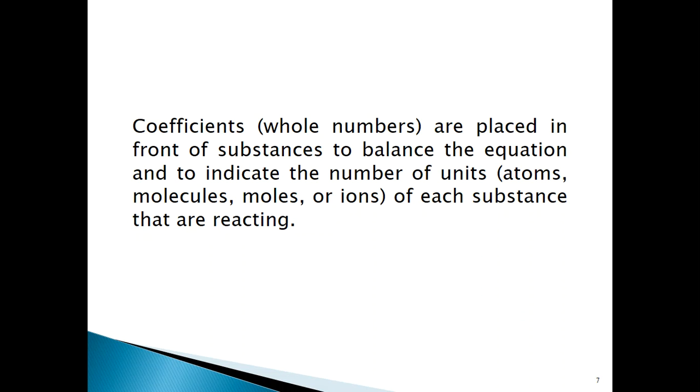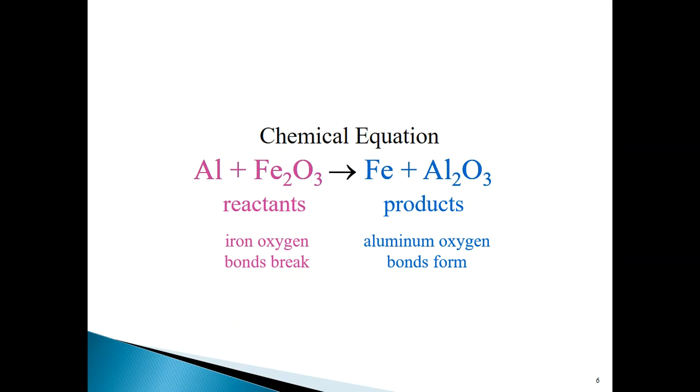Now, let me just go back to the previous equation. If you look at this carefully, you will see that there are some numbers here, the subscripts, which indicate the number of atoms. And you'll notice that, for example, here you have 2 iron atoms, but here there's only 1. Here you have 1 aluminum atom. Here you have only 2, right? So therefore, obviously, the conservation of mass law is not obeyed based on this equation right here because the number of atoms of each element are not the same on both sides.